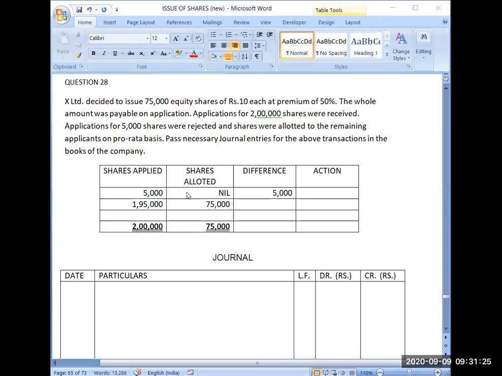The question has told that 5,000 has been rejected. I have mentioned that. But this number has not been informed by the question. The question has clearly told that the rest of the applications were allotted shares. So I have calculated this in numerical form with the help of this information. Now 1,95,000 minus 75,000. What will be the difference? Yes, very good. 1,20,000.